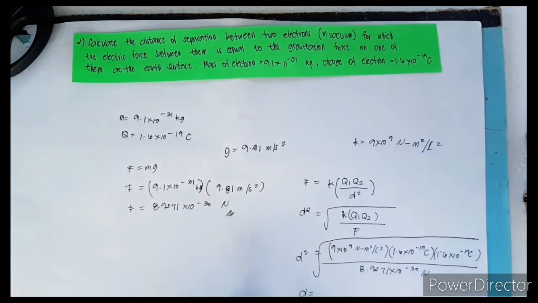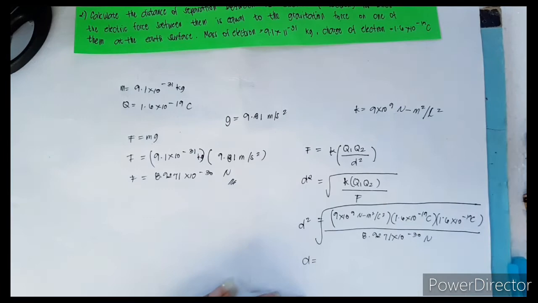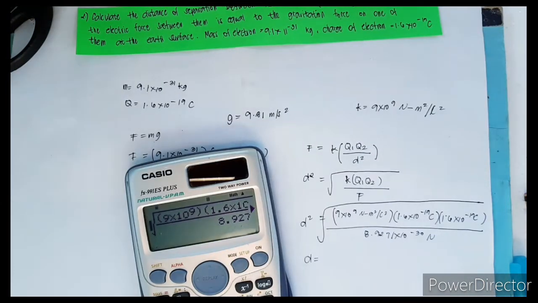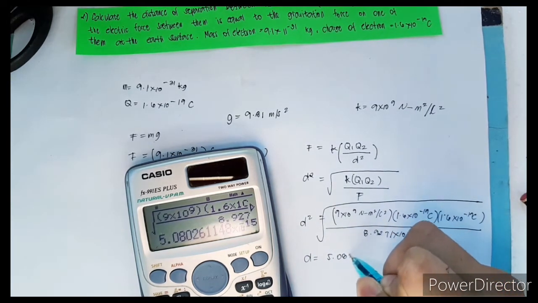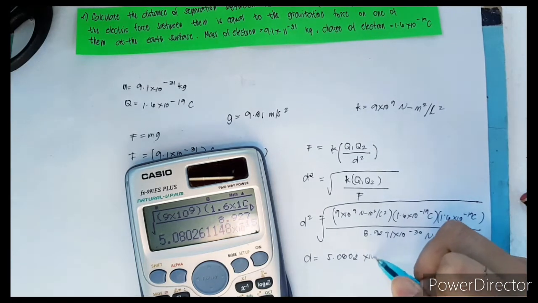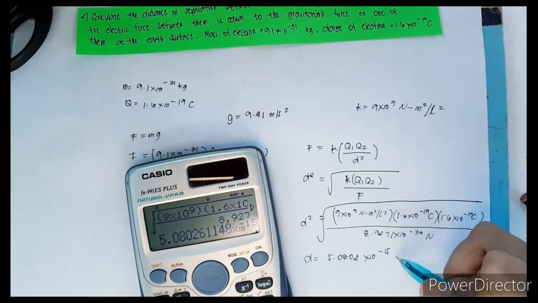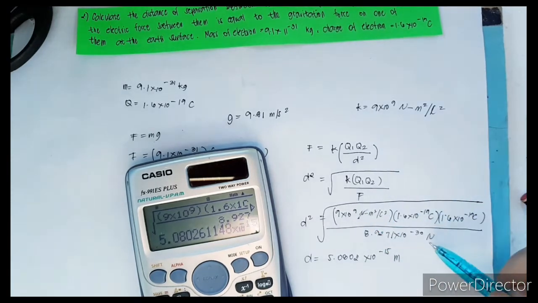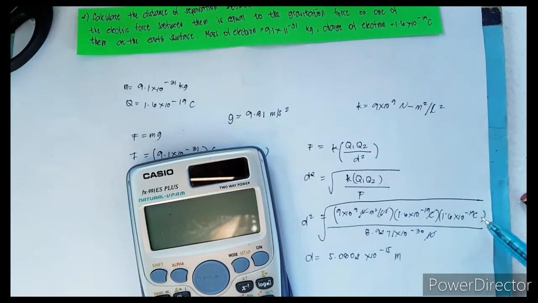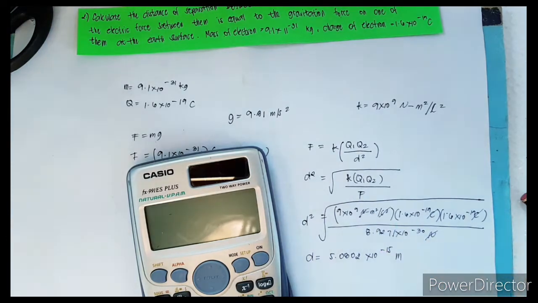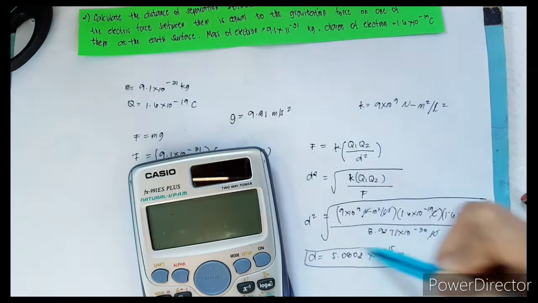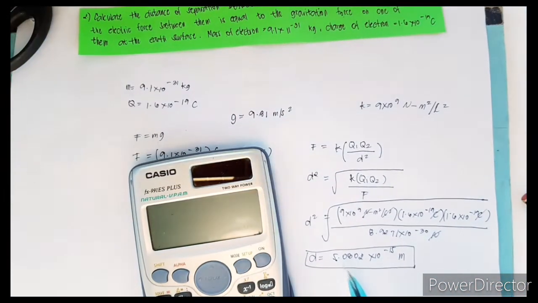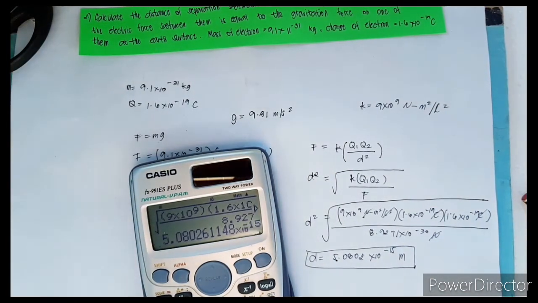So plug this into the calculator, and the value of distance will become 5.0802 times 10 raised to negative 15, and this is in meters. The Newton here will be cancelled out, and so will the Coulomb, so we will be left with meter, and that is the distance of separation between the two electrons. It is 5.0802 times 10 raised to negative 15 meter.